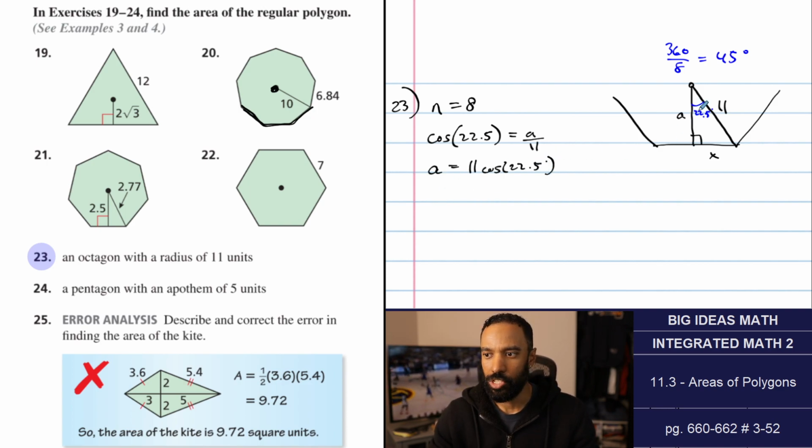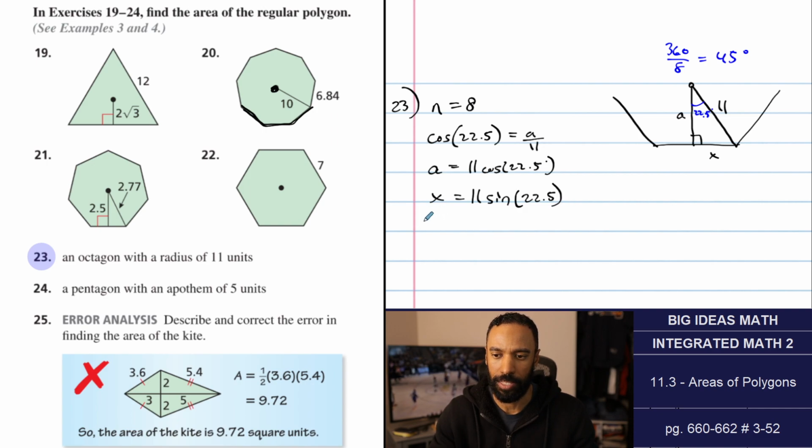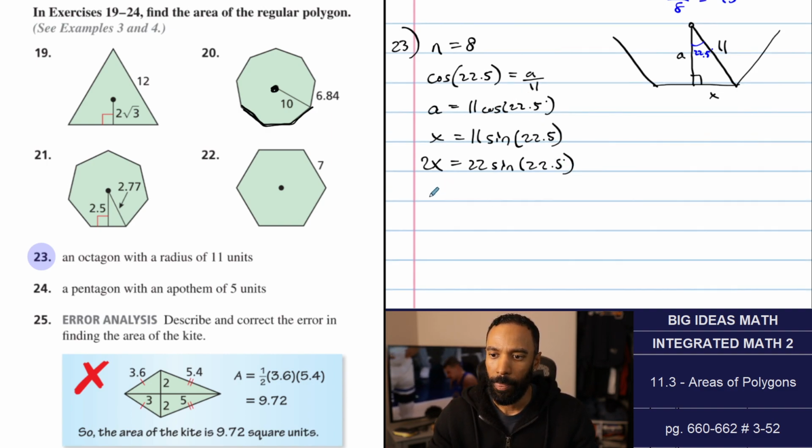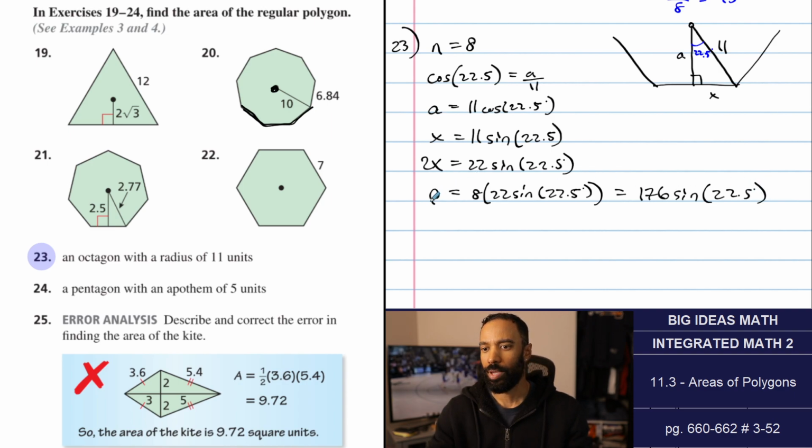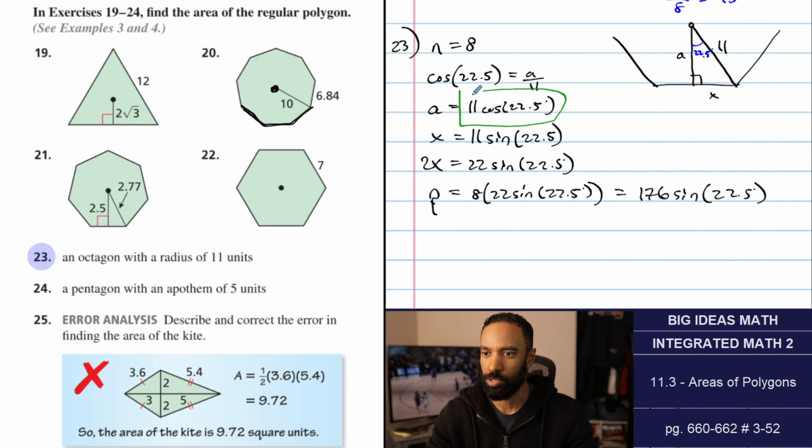And x uses sine. Sine of 22.5 is x over 11, so x is 11 times the sine of 22.5. Now that is half of a side length. So if we double that, we get 22 times the sine of 22.5 degrees. And therefore the perimeter will be 8 times that value. So that'll be 176 times the sine of 22.5 degrees. So we have the perimeter here. We have the apothem here.